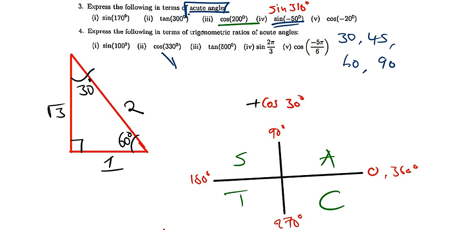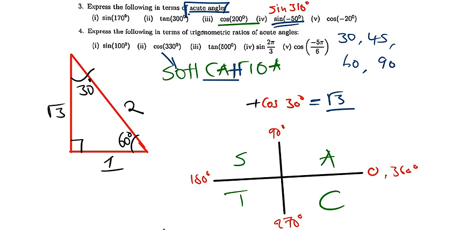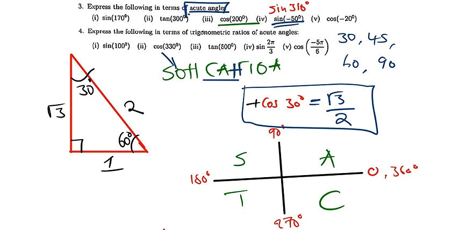Now cosine 30, using the triangle that I've drawn on the left, we can find the ratio there. According to SOHCAHTOA, for the cosine part, cosine is equal to the adjacent side to the angle 30, which is root 3, over the hypotenuse, which is 2. So that is the ratio, positive root 3 over 2. If the acute angle was negative cosine 30, the answer was also going to be negative root 3 over 2.